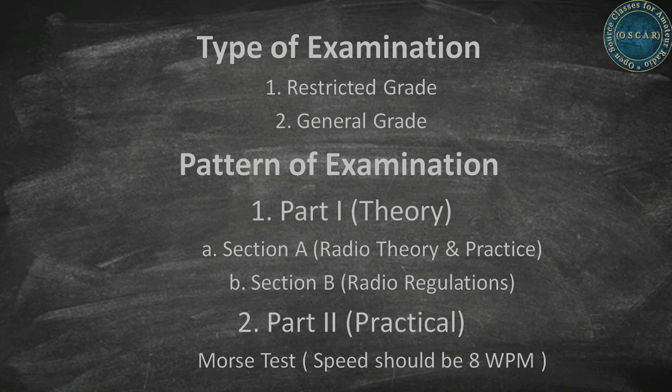Part 1 is the theory part. It consists of two sections, section A and section B. Section A is radio theory and practice, which is basic electronics, and section B is radio regulations, which means you need to know a few regulations to operate a radio. Part 2 is the practical exam. You have to play and decode Morse. The speed should be 8 words per minute or more. Part 2 is only for general grade candidates and not applicable for restricted grade candidates.